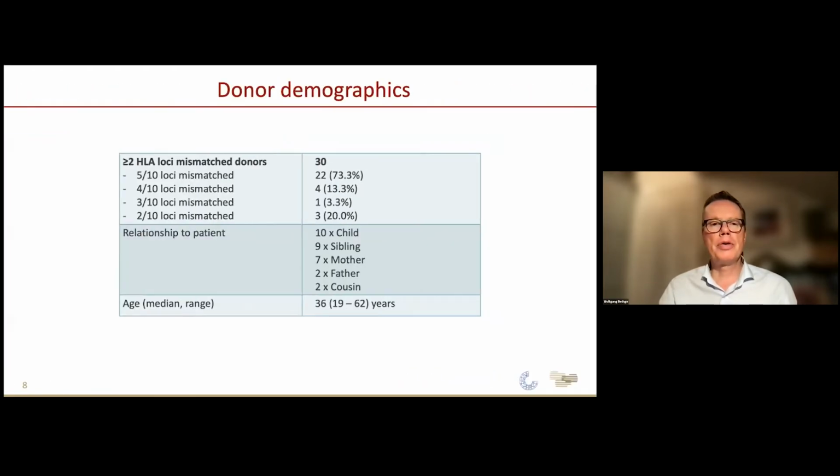As donor, we used haploidentical relatives of the patient, either children or siblings or parents of the donors. In 2 cases, cousins were used. And the median age of the donors was about the same distribution as the patients treated. So the age range was very close together.